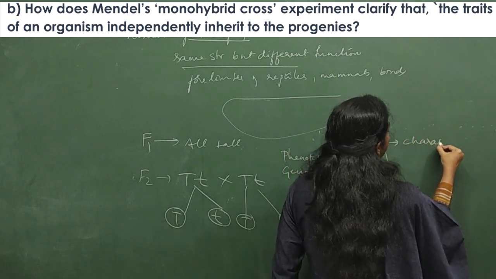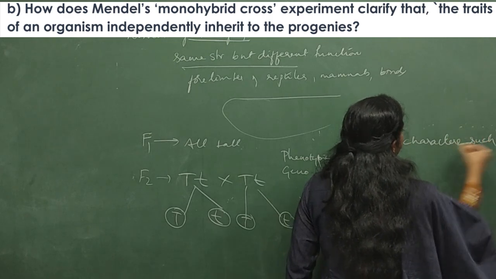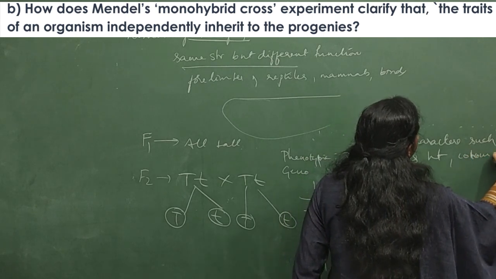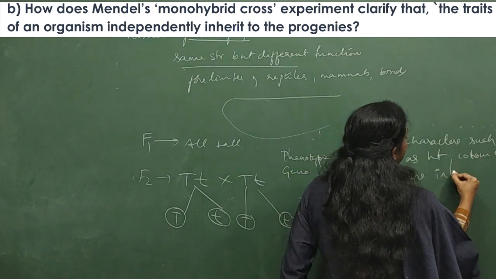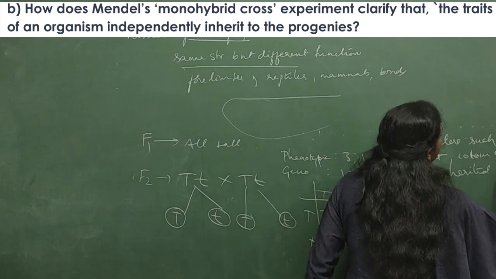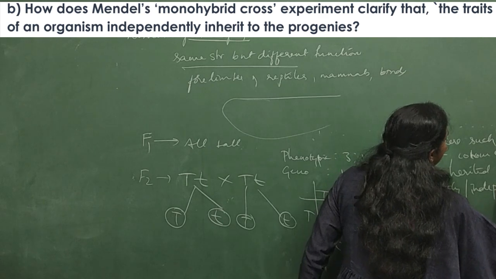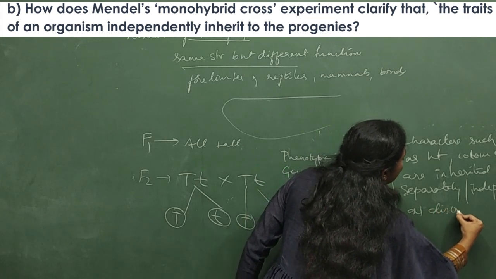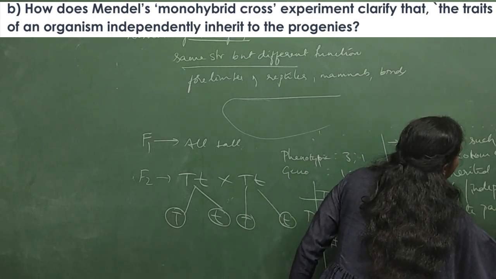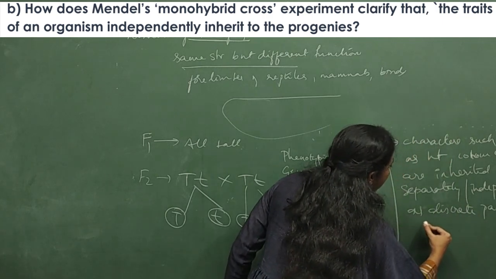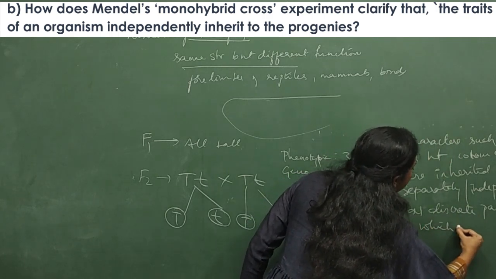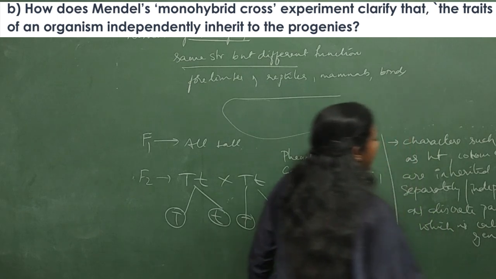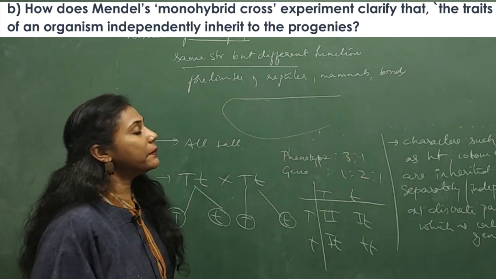Characters such as height, color, etc. are inherited separately, independently. Yes or no? As discrete particles, which we call genes, right? This is the conclusion we can give out of the monohybrid cross.